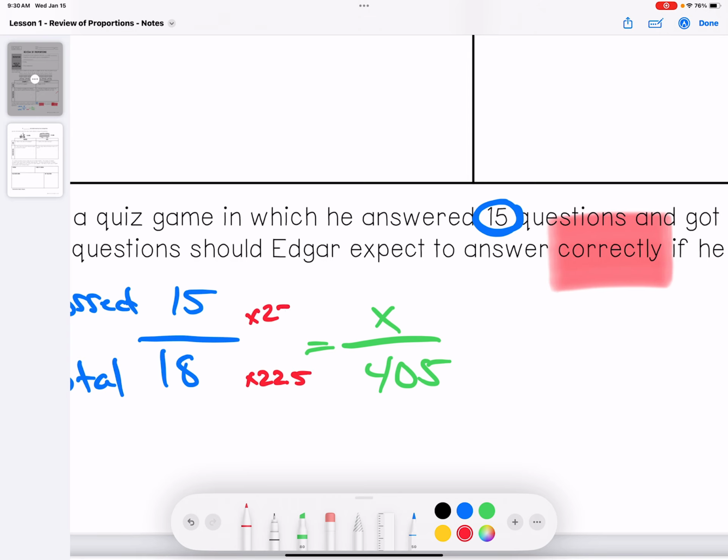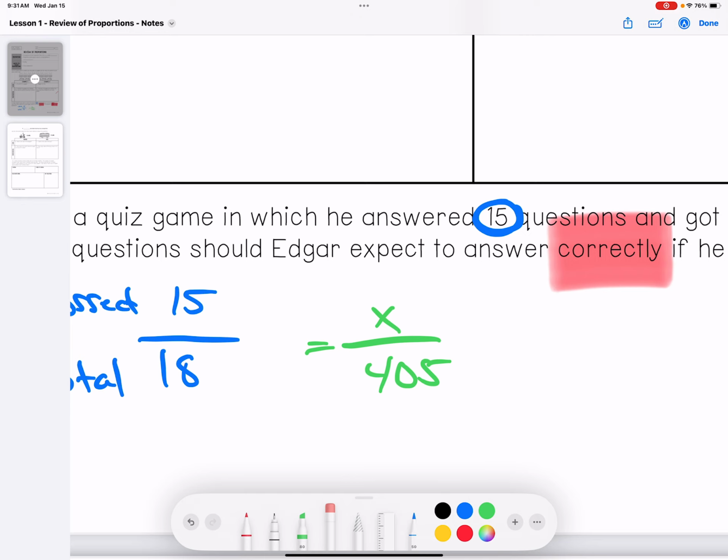So I could do the same thing right there. I could go 15 times 22.5. And when I do that, I'm going to get 337.5. No. 405. All right, exactly why I wouldn't do it that way. I don't want to confuse myself, and I'm not going to try to figure it out. We're going to do the butterfly.